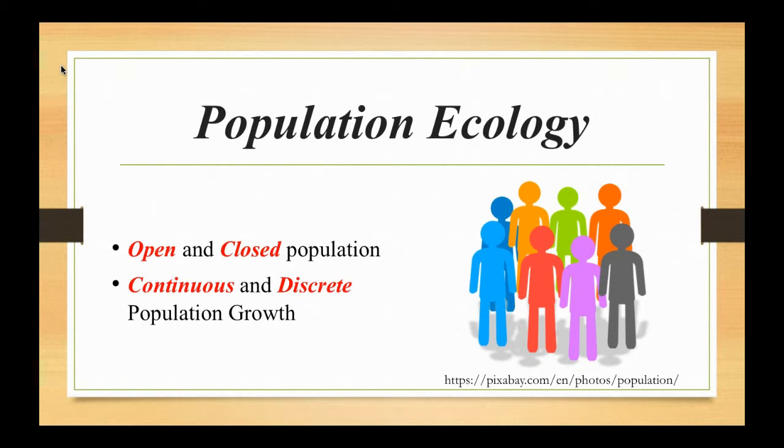And there are two different types of population growth. First one being continuous. So when adults can reproduce at any time, populations have continuous growth. But when adults have distinct breeding seasons, the population growth will be discrete. So continuous, adults can reproduce at any time. Discrete growth, there has to be distinct seasons for it.